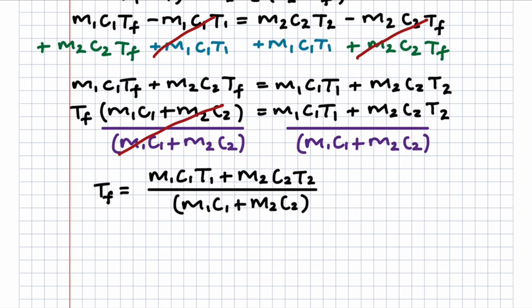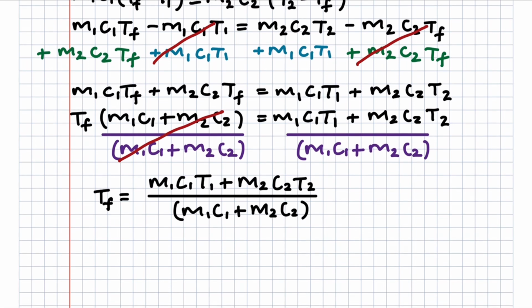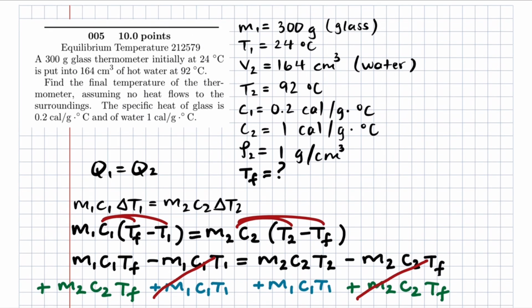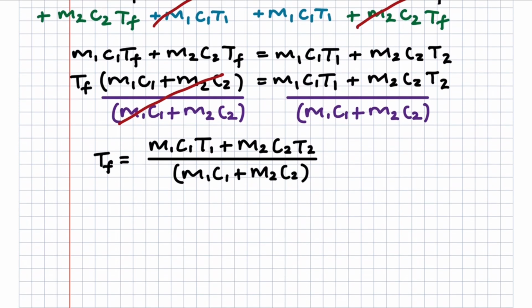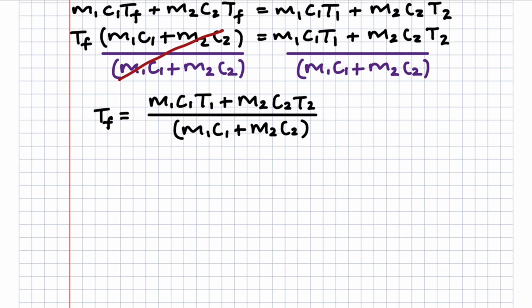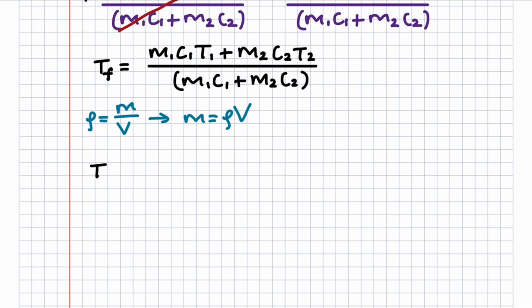Okay, we're almost done. We do not have mass 2. Yeah, we don't have mass 2. We have mass 1. We don't have mass 2, but we have volume. Meaning that I can say, okay, I know that density is equal to mass divided by volume. Therefore, if I multiply both sides by volume, I'll get that mass is equal to density times volume. So then my equation would look like this.